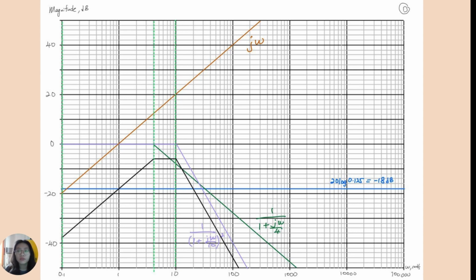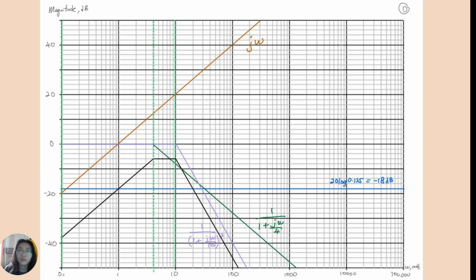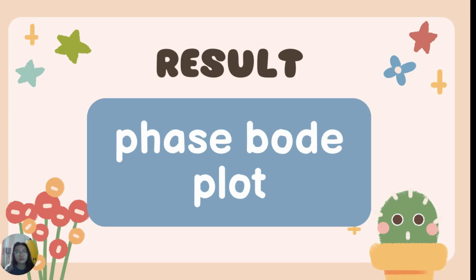Then we draw a line to connect every point together. The black color is the resultant plot. So this is the method of how to draw the magnitude plot. Next, I will talk about how to draw the phase plot graph.